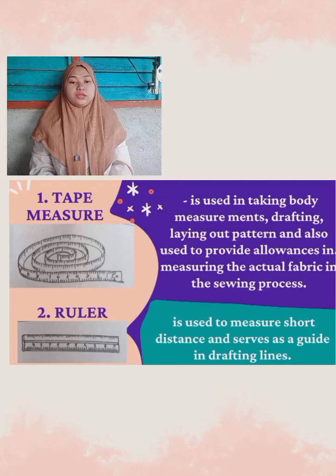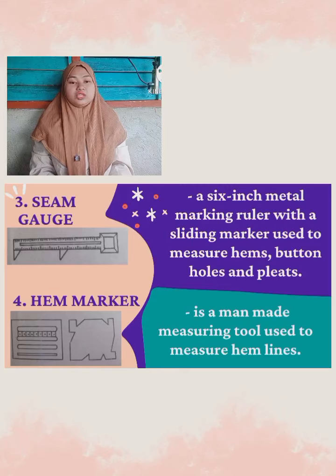And then the ruler, which is used to measure a short distance and can serve as a guide in drafting lines. And then the seam gauge, which is a 6-inch metal marking ruler with a sliding marker that is used to measure hems, buttonholes, and pleats. And then the hem marker, which is used to measure the hem lines.